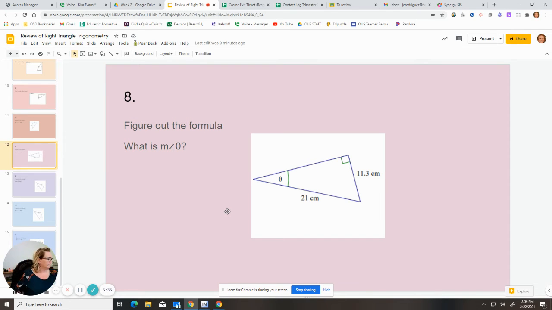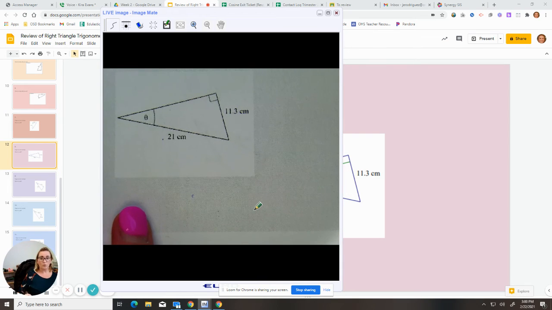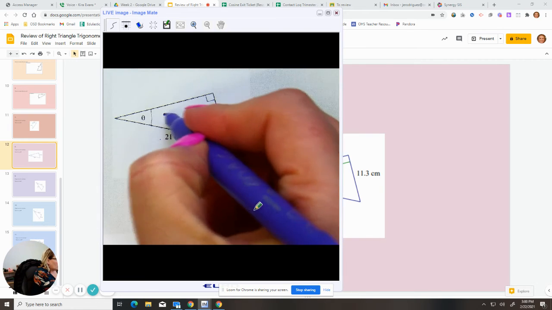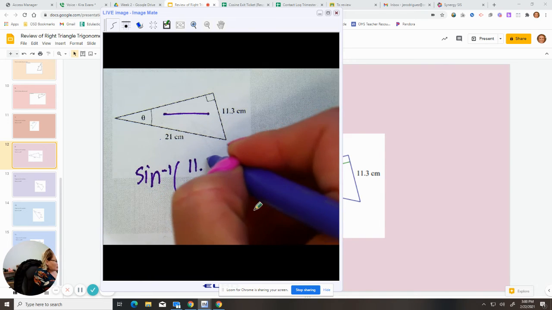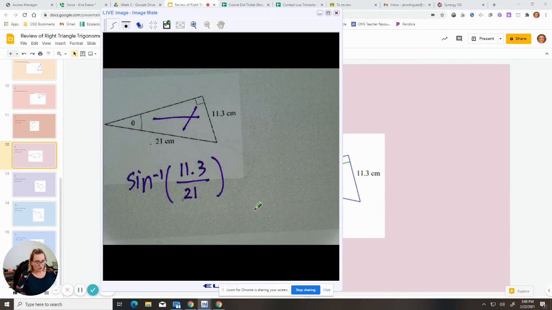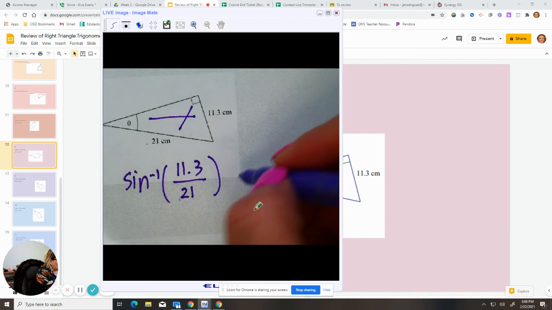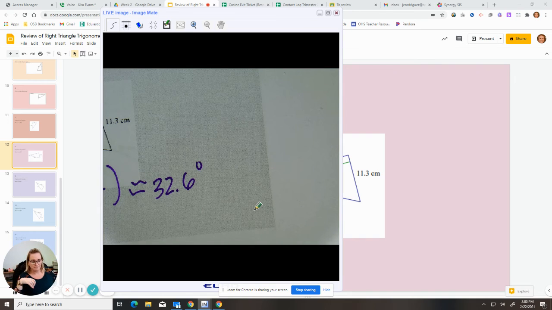So here's another one. This one again, we got to figure out what we are using for a formula. We do have a hypotenuse, which means we're not using tangent. So from this side, we know we're using the opposite, which means we are using sine. Opposite is 11.3. Hypotenuse is 21. So we would use the inverse sine of 11.3 divided by 21. And we would get about 32.6 degrees.